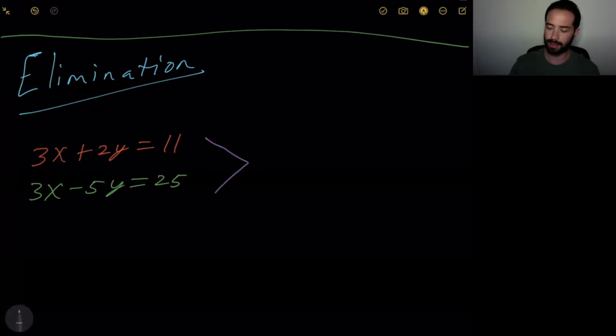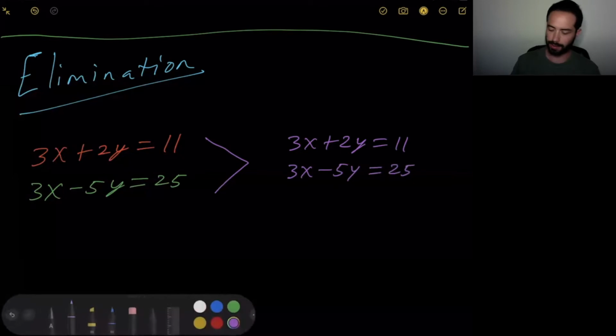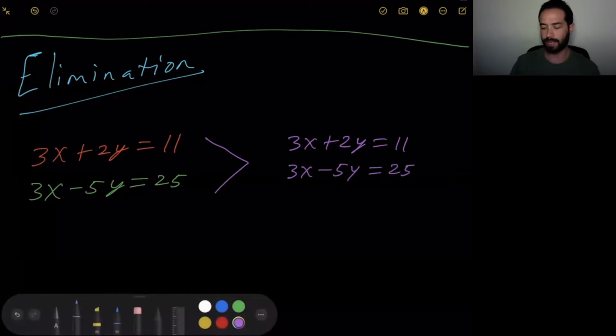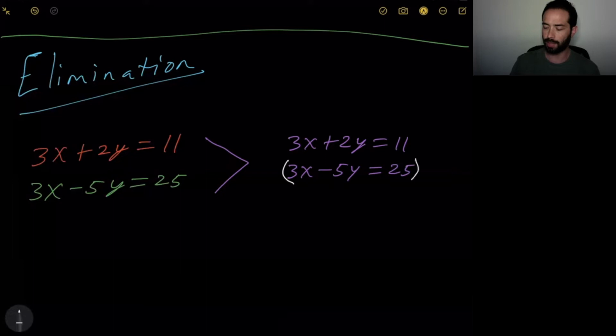So we're going to rewrite this. We've got 3x plus 2y equals 11. And then we've got 3x minus 5y equals 25. Now, here's the important part when you're subtracting. You want to put the bottom one in parentheses and then put a minus sign on the outside, so you know that the minus sign is going to be distributed to each thing. Here, here, and of course, here.